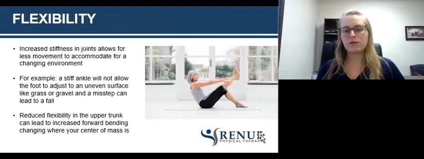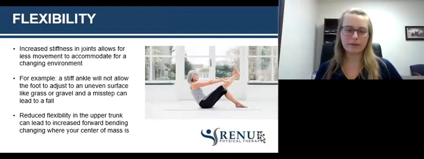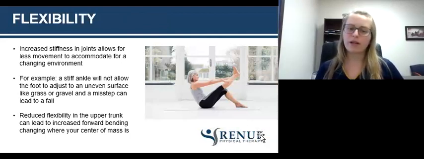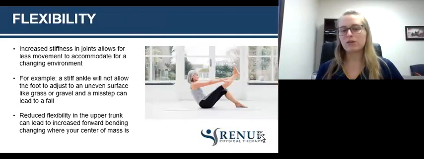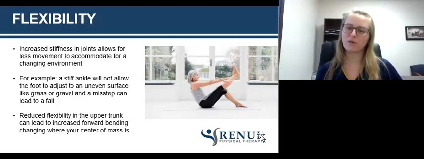Maintaining flexibility throughout your body is important. Increased stiffness in your joints allows for less movement to accommodate for a changing environment. For example, if your ankle is very stiff, it will not allow your foot to adjust to an uneven surface like grass, gravel, or an uneven sidewalk, which could lead to a fall.